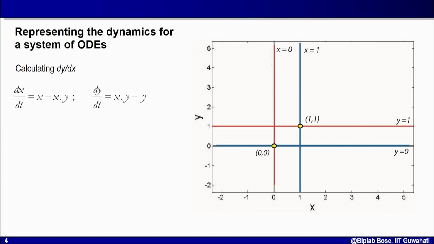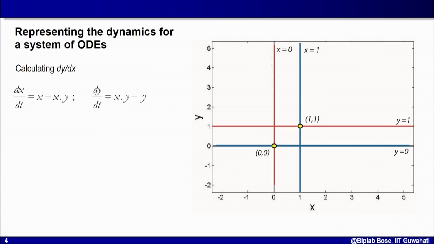For this system, I want to draw the phase plane, divide it into equidistant grid points, and at each of these grid points draw an arrow representing dy/dx. So how can I calculate dy/dx here? Let's see.